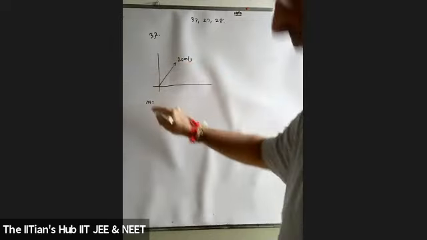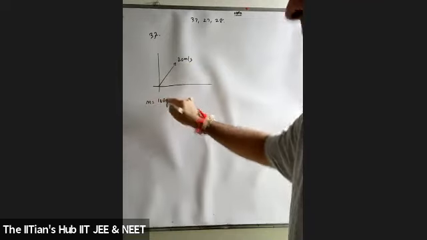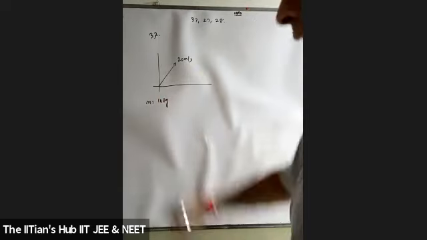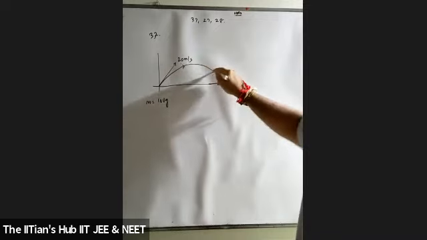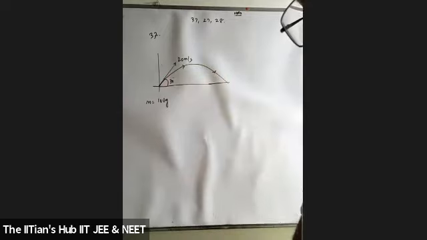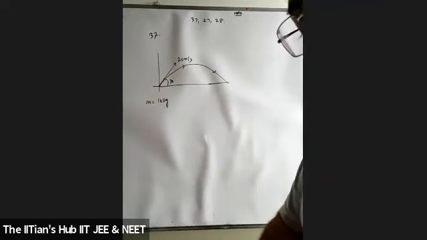The mass of the particle is given to how much? 100 grams. Sir, it is fired from horizontal ground with a speed of 20 meter per second, making an angle of 30 degrees with the horizontal. Find the magnitude of change in momentum of the particle between the highest position.